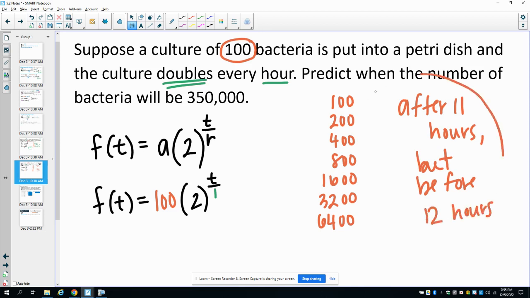So somewhere like 11 and a half hours, but you can just put after 11, before 12.